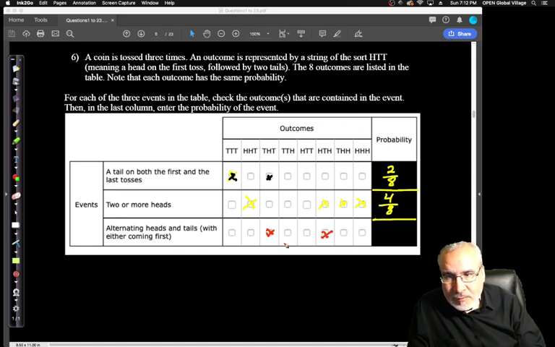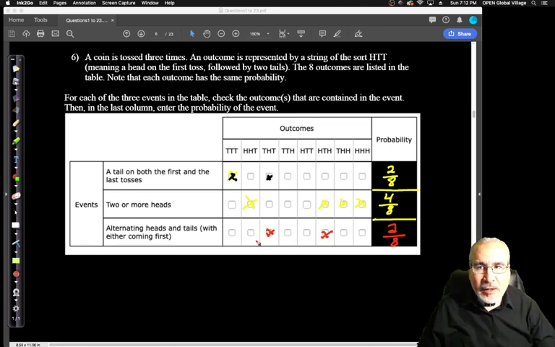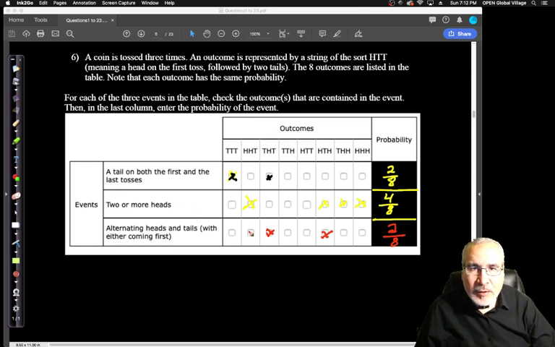So we've got 2 out of 8. And again, you can reduce those, but that's all there is to this particular question. Question number 6. Keep up the good progress. We'll take a break and move on to number 7.